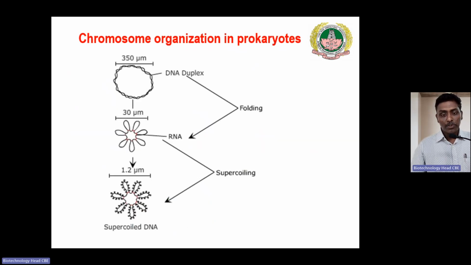This slide shows the chromosome organization in the prokaryote. The first one is the DNA duplex, then the folding, and the final one is called supercoiled DNA.